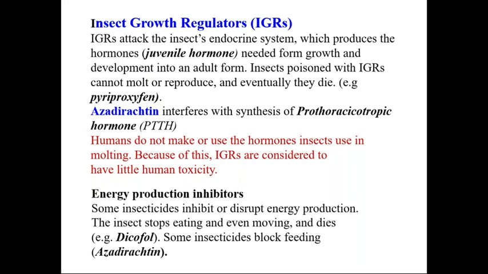And finally, we have a group of insecticides which are energy production inhibitors. These inhibitors prevent the formation of energy, that is, prevent the formation of ATP. They block the synthesis of the metabolic pathway, and they prevent the insect from eating because energy is not produced. So azadirachtin, in addition to being an inhibitor of the hormone, is also an energy production inhibitor.